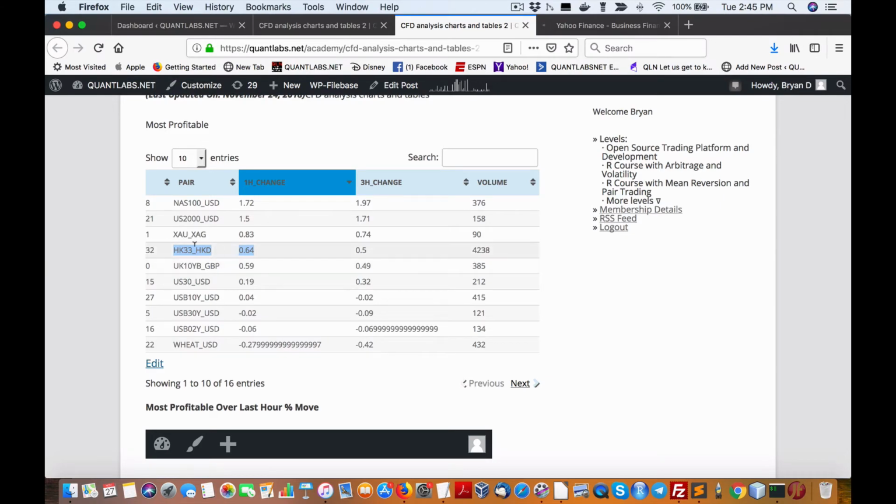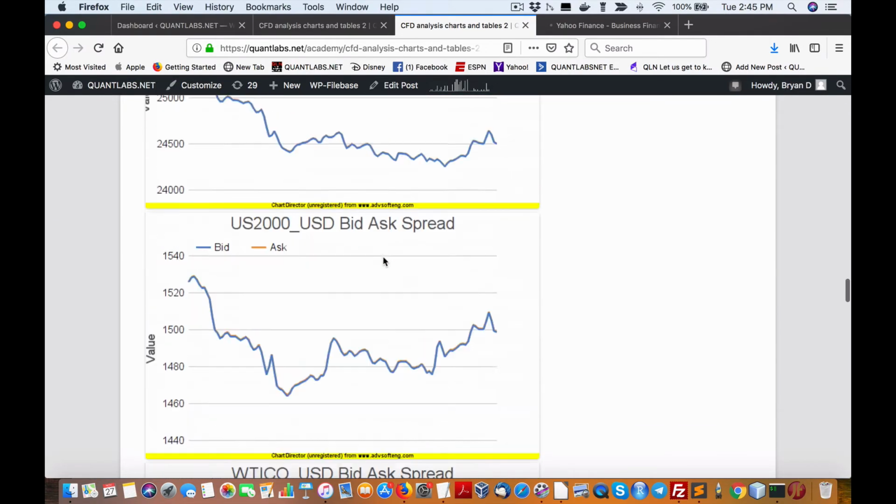If I was to look at this chart, well, let me look and see if we have the whipsaws here.